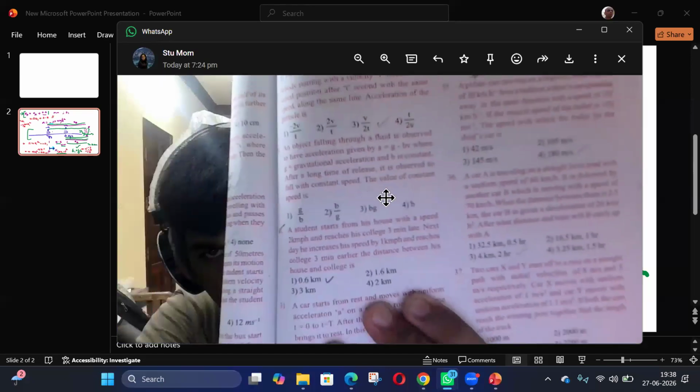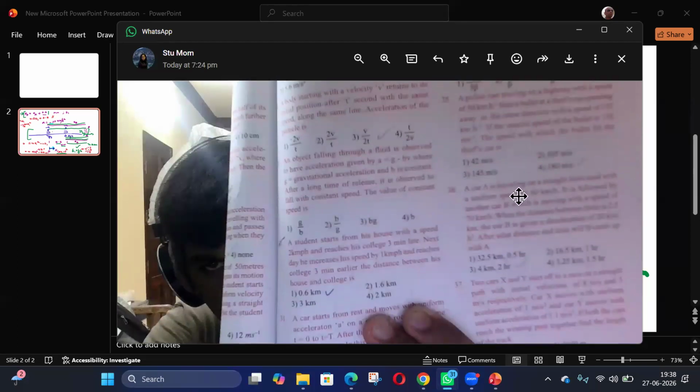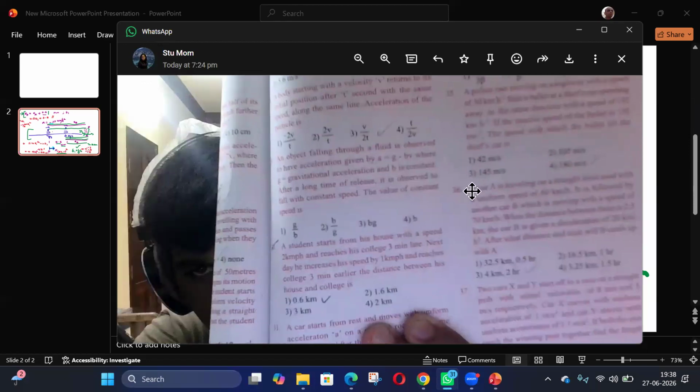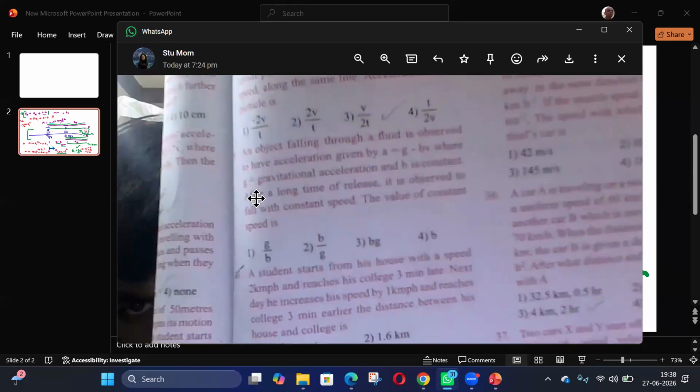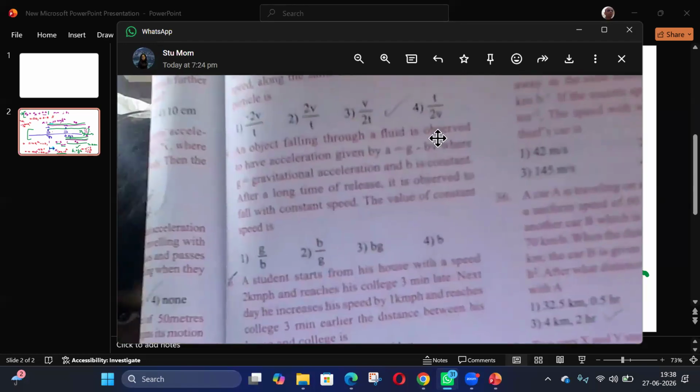So next question. An object falling through a fluid is observed to have an acceleration g minus bv, where g is acceleration due to gravity and b is a constant. After a long time of release, it is observed that, yeah, this is the terminal velocity concept.